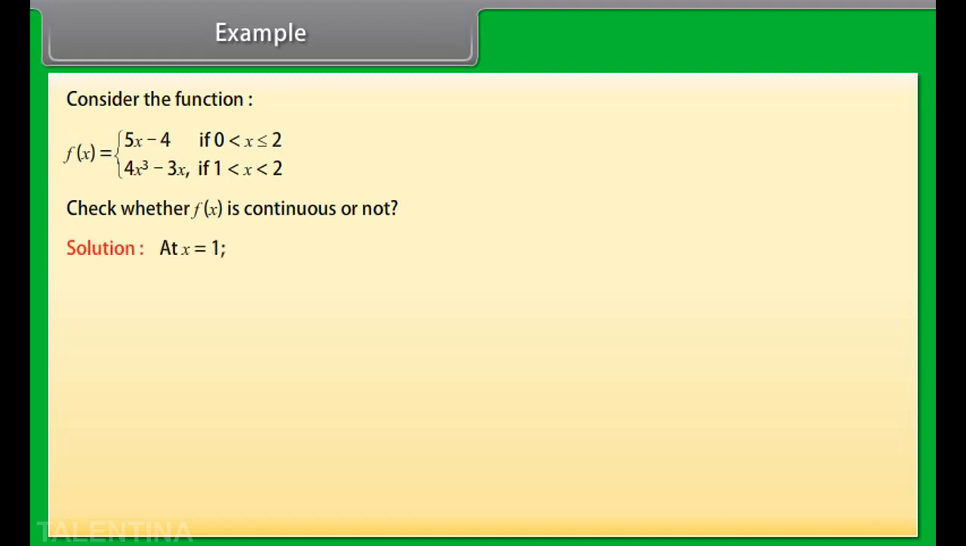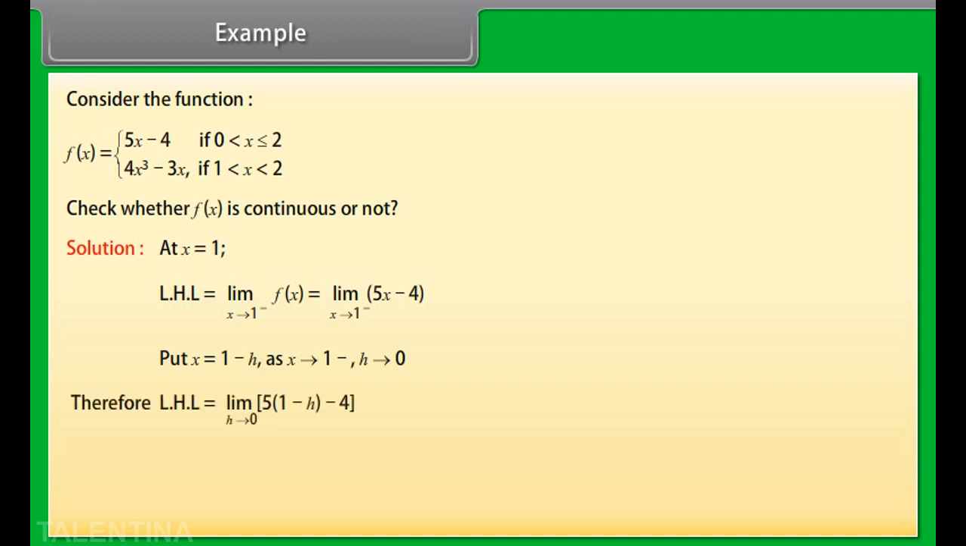Solution. At x equal to 1, left-hand limit is equal to limit x approaches 1 minus f of x, which is equal to limit x approaches 1 minus 5x minus 4. Put x equal to 1 minus h. As x approaches 1 minus, h approaches 0. Therefore, left-hand limit is equal to limit h approaches 0, 5 into 1 minus h minus 4, which is equal to 5 into 1 minus 0 minus 4, which is equal to 1.